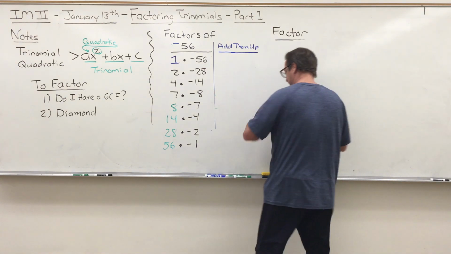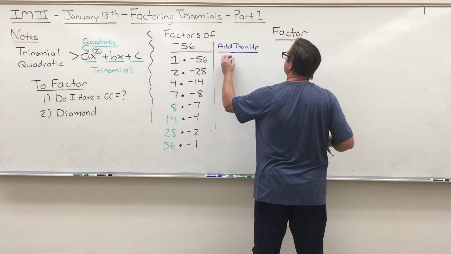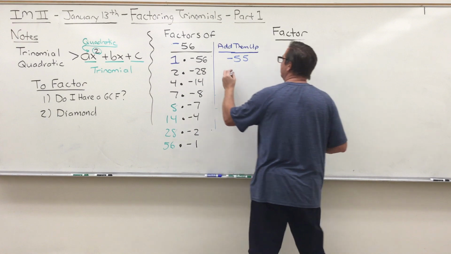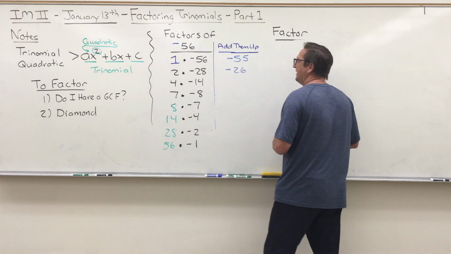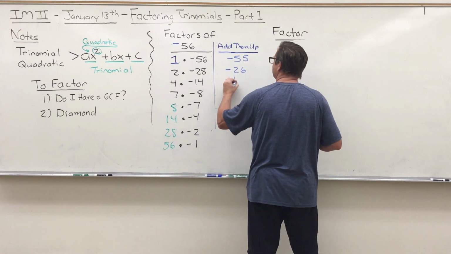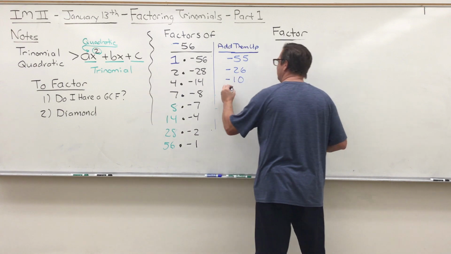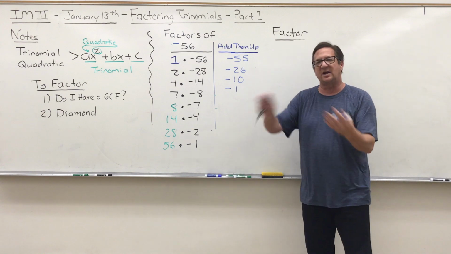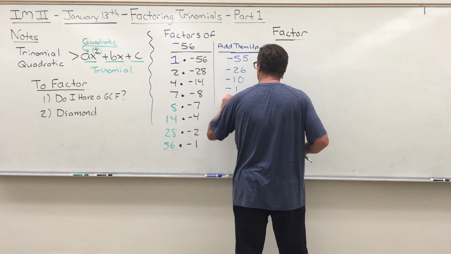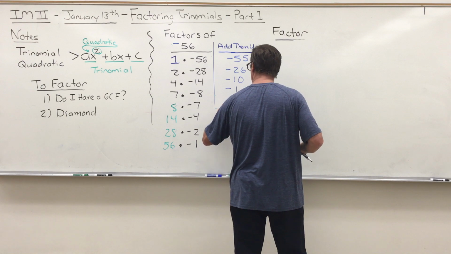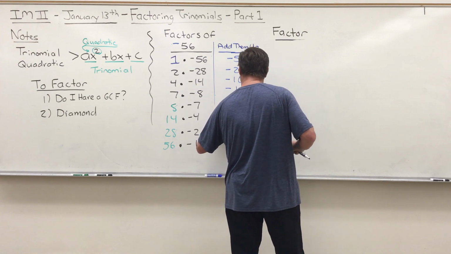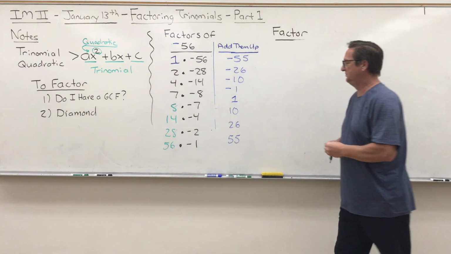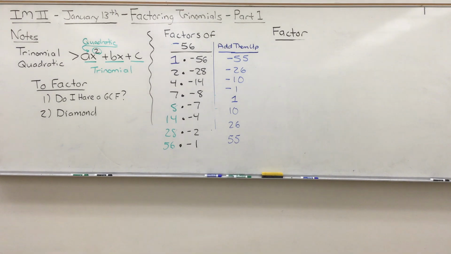Let's add them up. Negative 55, negative 26, negative 10, and negative 1. And then look how it's going to reverse: 1, 10, 26, and 55. It'll always be that way.